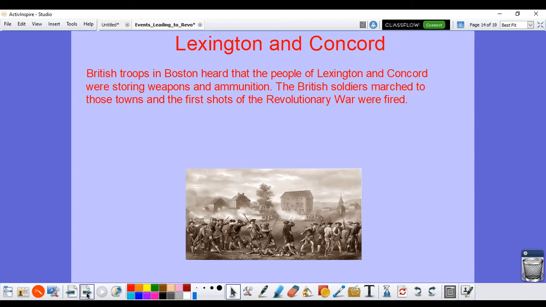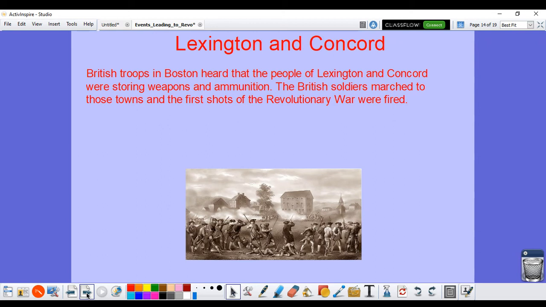Well, unfortunately, England did not react the way that the colonists wanted, and England did not like that they were forming militias, and they did not like that they were boycotting British goods. And so more and more British soldiers, or redcoats, were sent over to the colonies.